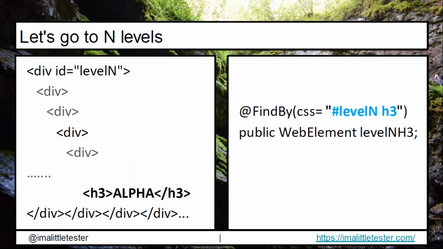And this goes on for n levels. So if we have, let's say, 100 levels or 200 levels where we have, for example, an H3 and many ancestors who are just divs, but they do not have any class or any other property that can set it apart in this construct, we will just specify that the alpha element can be selected by the ID and then the H3. So this is just a generalization of the particular 2 and 3 level cases that we have looked at before.